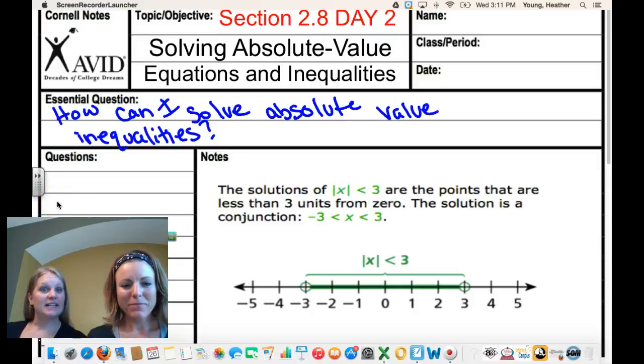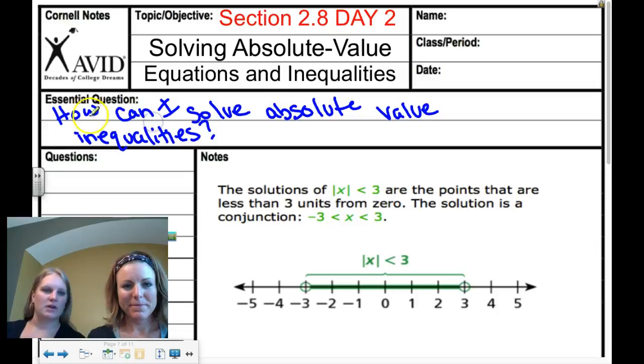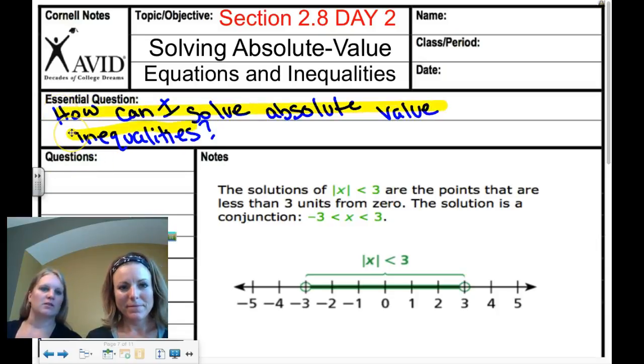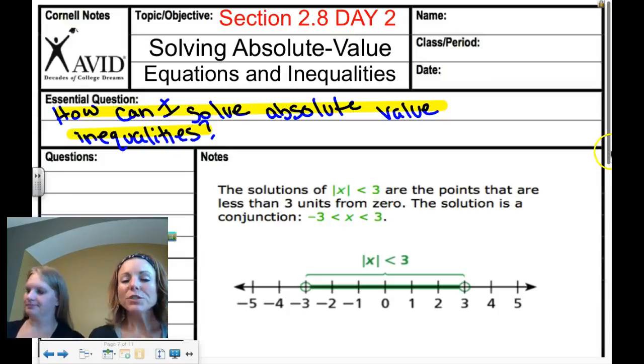All right, so we're starting day 2 of solving absolute value equations and inequalities. Our essential question is, how can I solve absolute value inequalities? So we're doing the second half now. We're still talking about absolute value. It still means distance. But notice instead of an equal sign in this lesson, we're using an inequality.